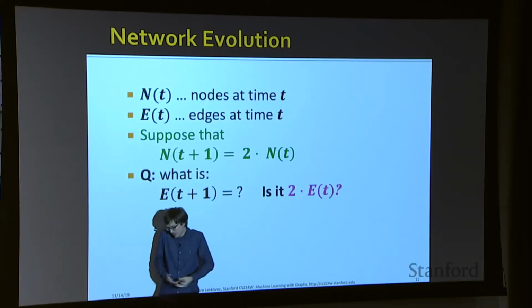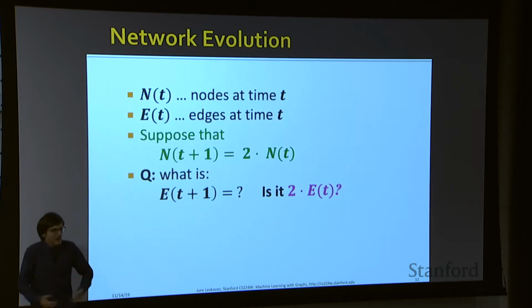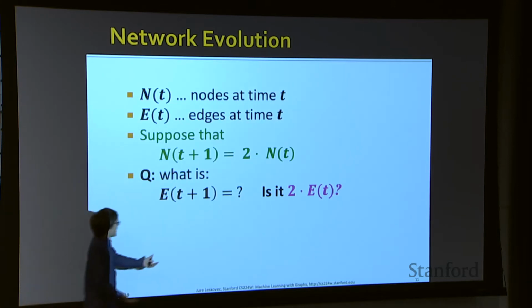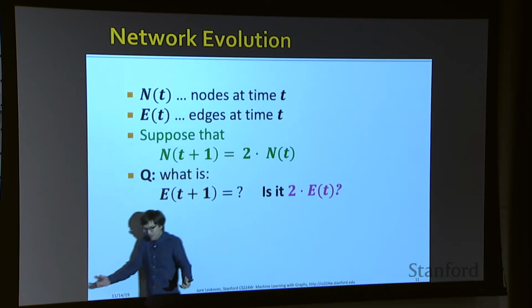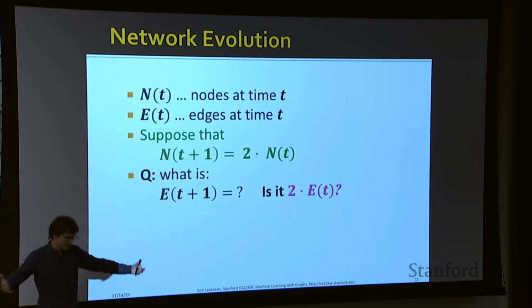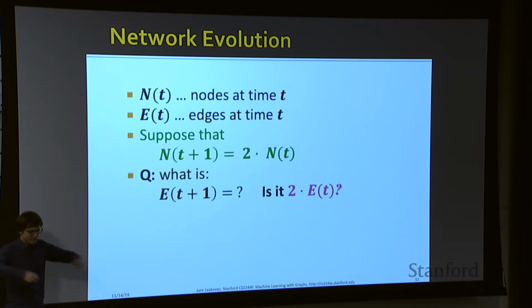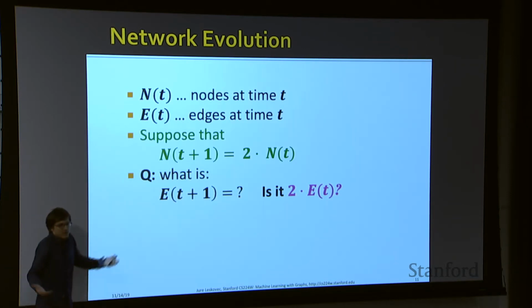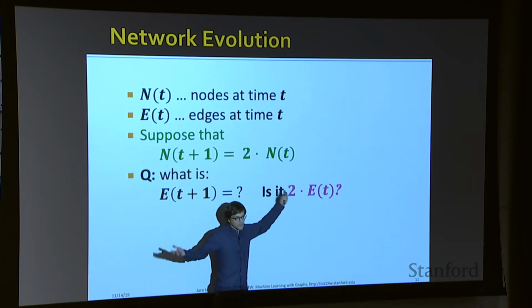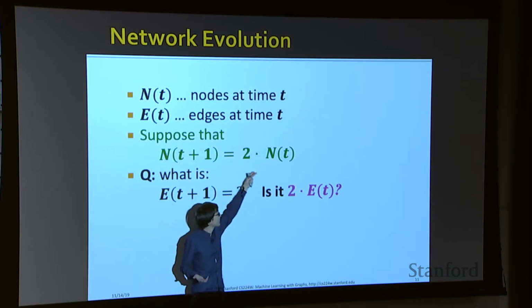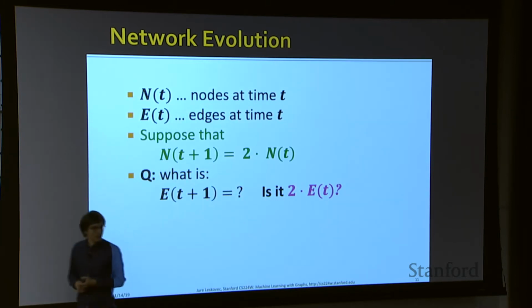The other option is if you have a process that grows and every node creates k edges, then why shouldn't it be just times 2, right? If nothing changed, the thing is just growing, nodes are added, each node creates a certain number of links, they should be able to maintain that number of links. So it should be 2 times 2. If the number of people grows, the number of connections grows, right?